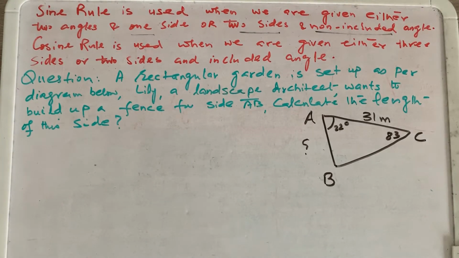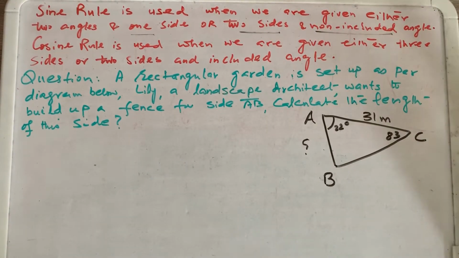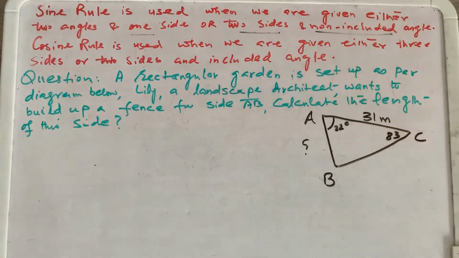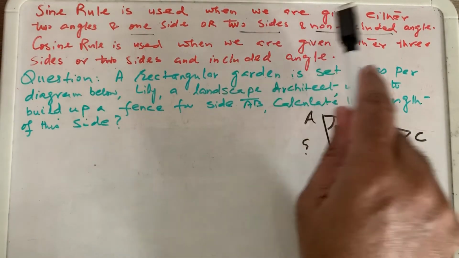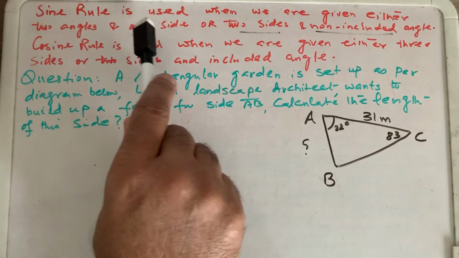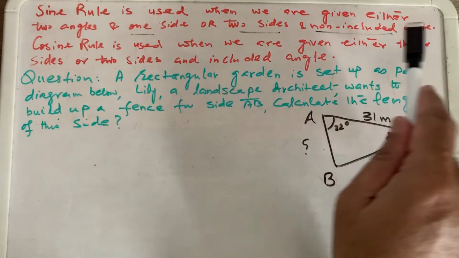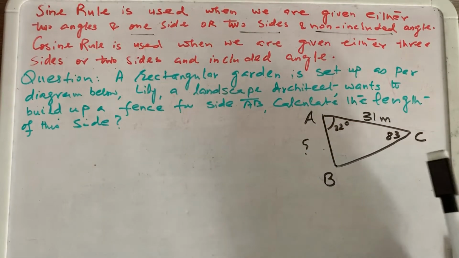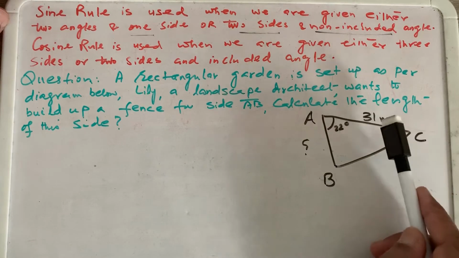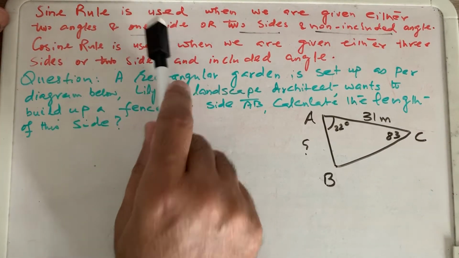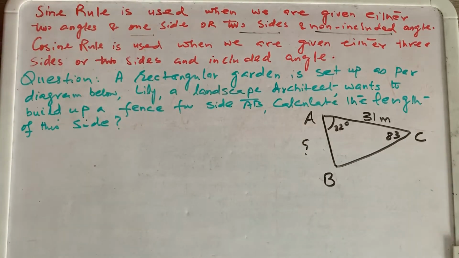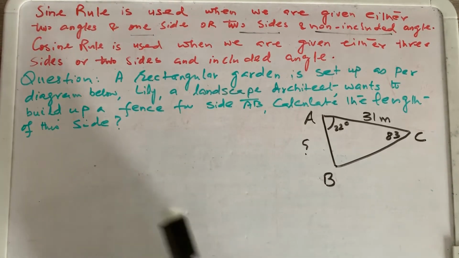So today we will be practicing some more questions on sine and cosine rule. The sine rule is used when we are given either two angles and one side, or two sides and a non-included angle. Here you can see two angles and one side are given. So what do we apply? We apply the sine rule.